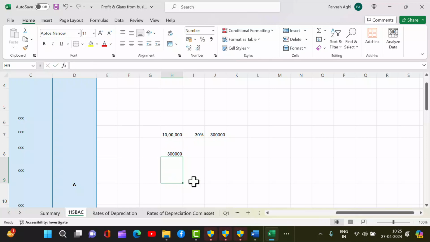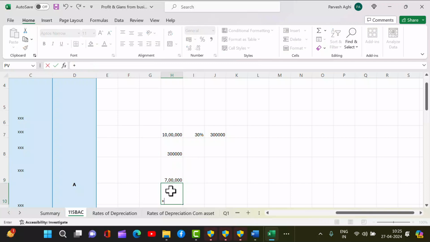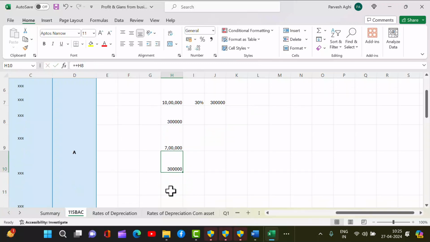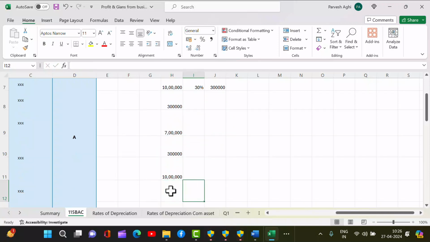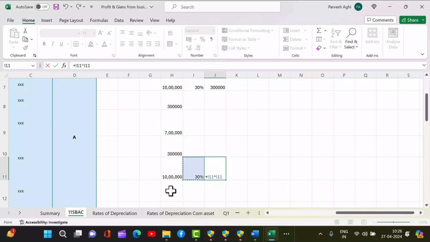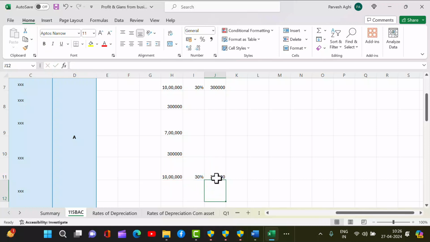Suppose they are showing a profit of 7 lakhs in the statements. That means they have to first add back this 3 lakhs, then calculate the profit, and then calculate the tax they are supposed to pay. It will be the same thing.